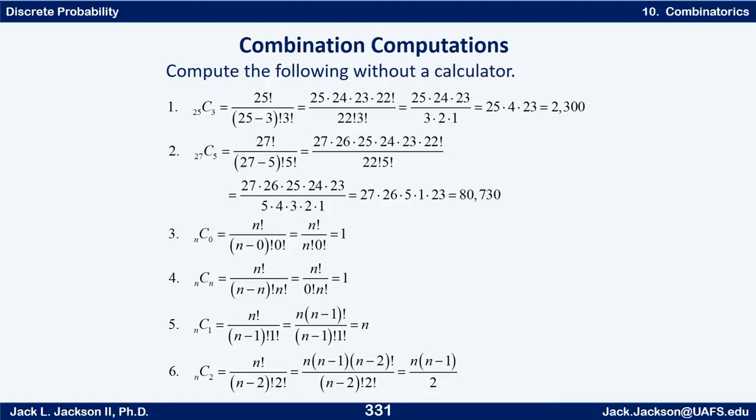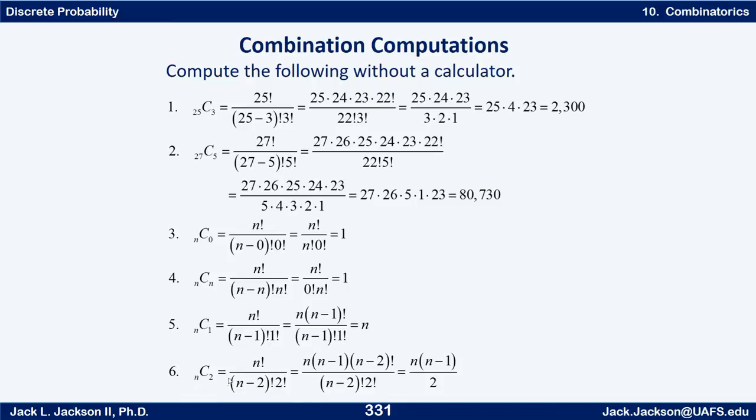If you have n objects and you choose one of them, how many ways can you do that? Well, n ways. You have the n different ones to choose from, you're only choosing one, so that's n. You can see it worked out here with the variables, with the factorials. n factorial over n minus 1 factorial times 1 factorial, because 1 factorial is 1. n factorial is n times n minus 1 factorial. Everything cancels except for the n.